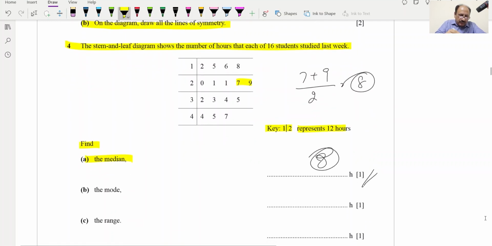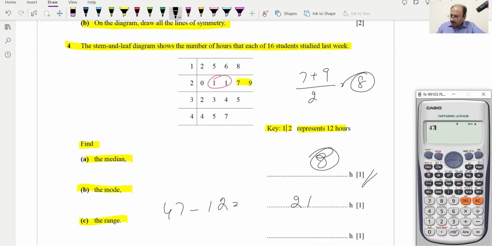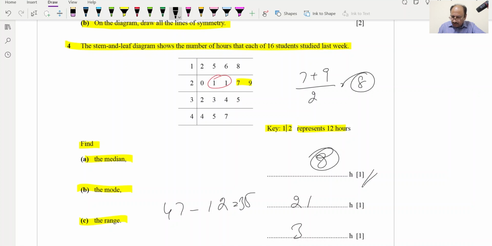Then we are asked for the mode, and mode is most occurring, and this will be 21. With the key we will be checking, it will be 21. Then the range, and the range is maximum minus minimum. Maximum is 47 and minimum is 12, so 47 minus 12 is equal to 35, so our answer will be 35.